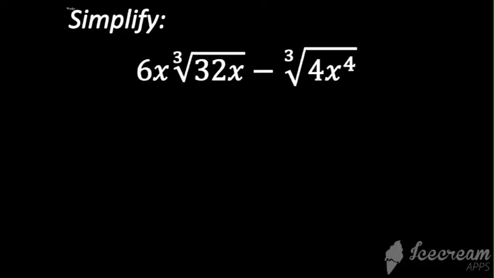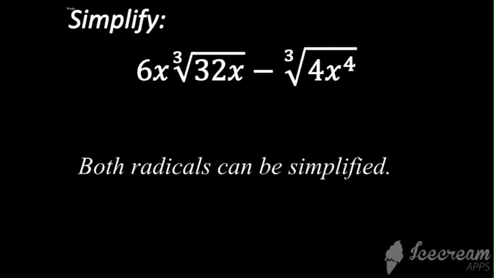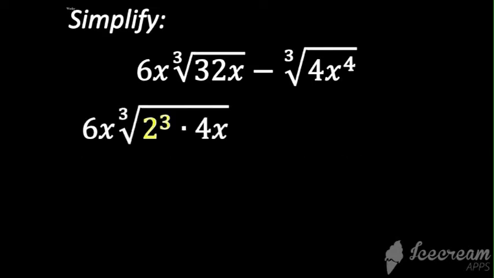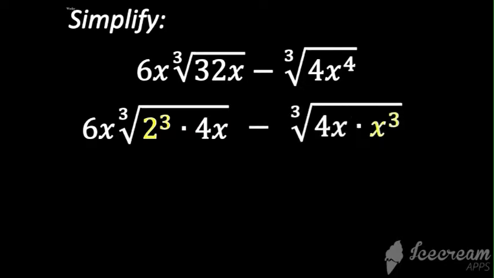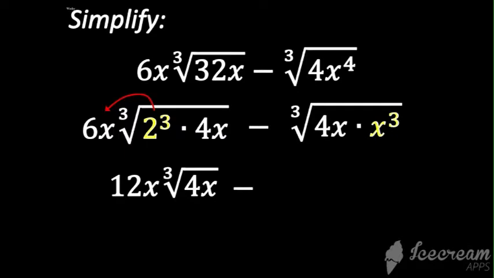Next, let's try to simplify 6x times the cube root of 32x minus cube root of 4x raised to 4. Both radicals can be simplified. So 6x times the cube root of 2 cubed times 4x minus cube root of 4x times x cubed. The simplified form of 6x times cube root of 32x is 12x times the cube root of 4x, while the simplified form of cube root of 4x raised to 4 is x times cube root of 4x.